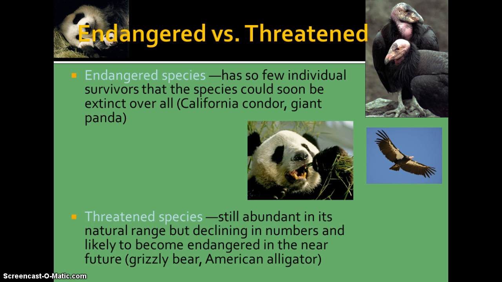Now, to be considered threatened, they're still abundant in their natural range, unlike endangered, which has very few individuals, but we do see a decline in their numbers, and if something is not done, then they are likely to become endangered in the near future. So two examples of threatened species are the grizzly bear and the American alligator.